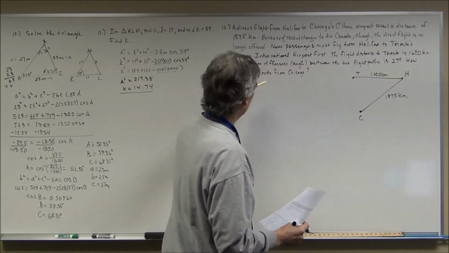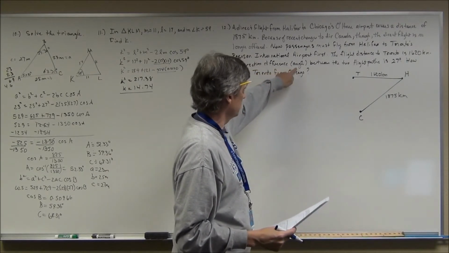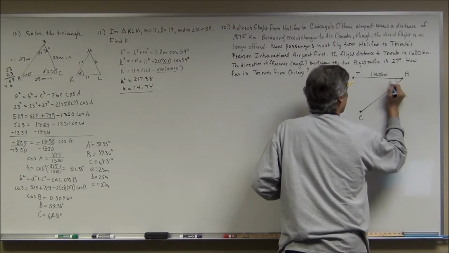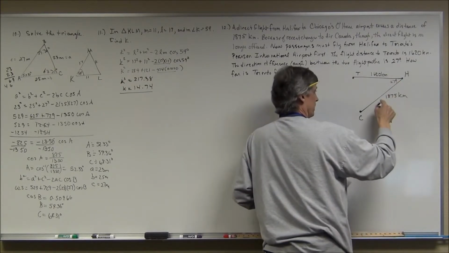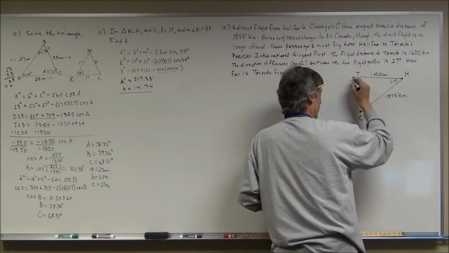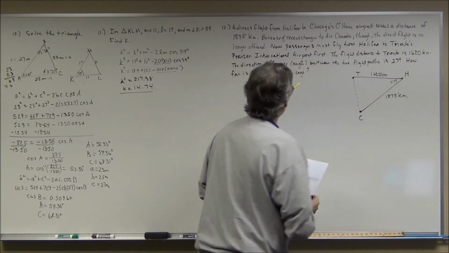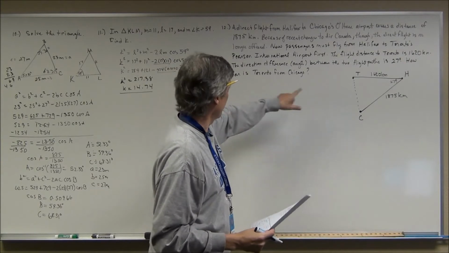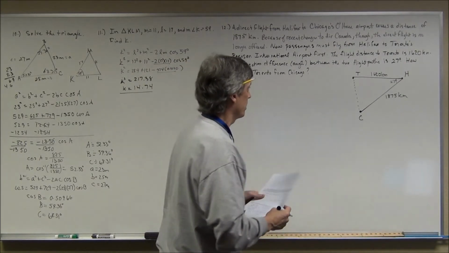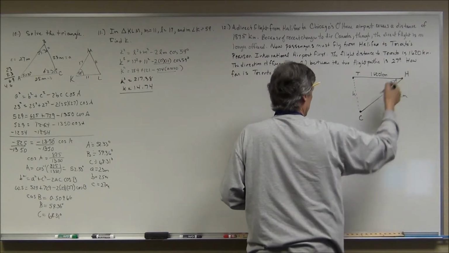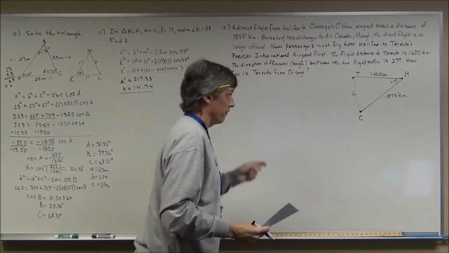Okay. It also says that the direction difference, which is the angle between the two flight paths, that's this angle right here, is 27 degrees. Look what I got. Side, angle, side. Because the question is asking for the distance from Toronto. It says how far is it from Toronto to Chicago? So I'm looking for this guy right here, which I could call lowercase letter h since it's opposite where I have the h for Halifax.